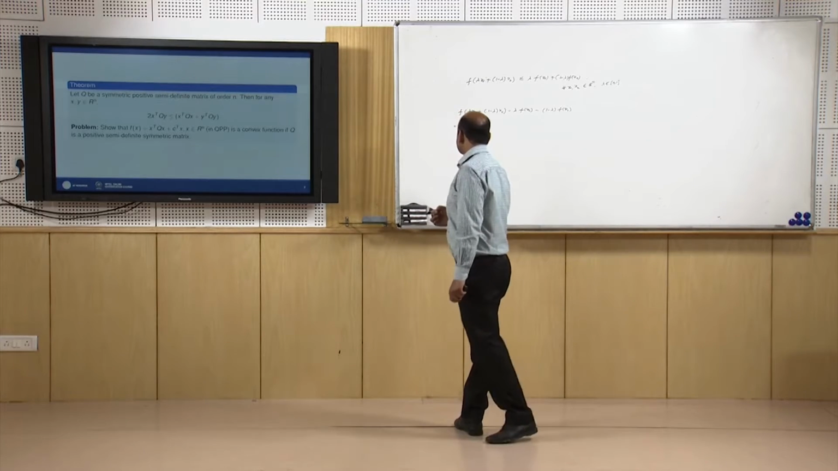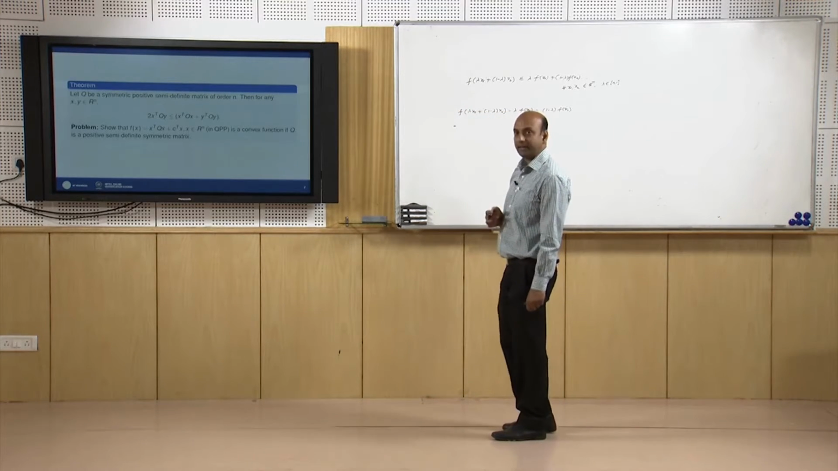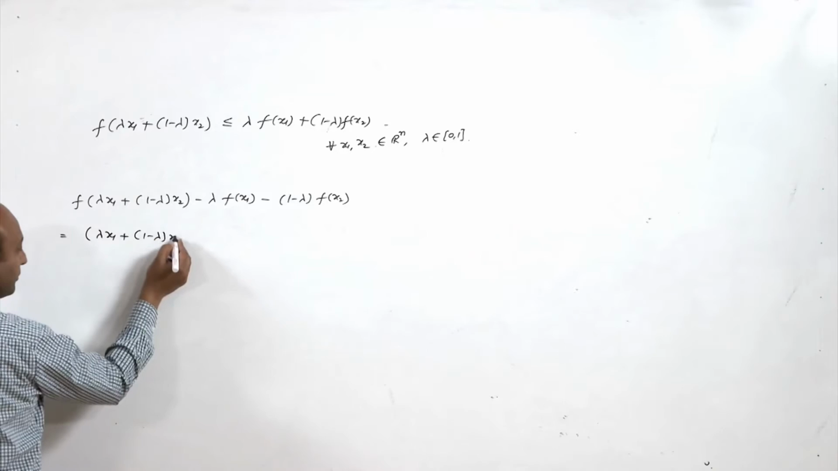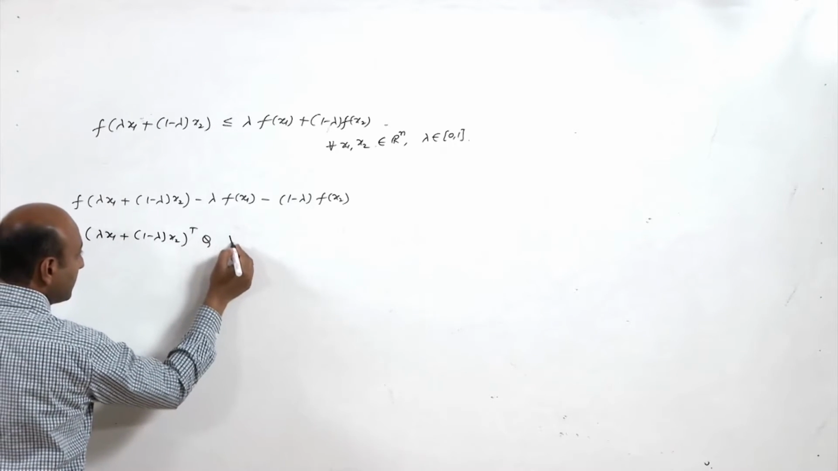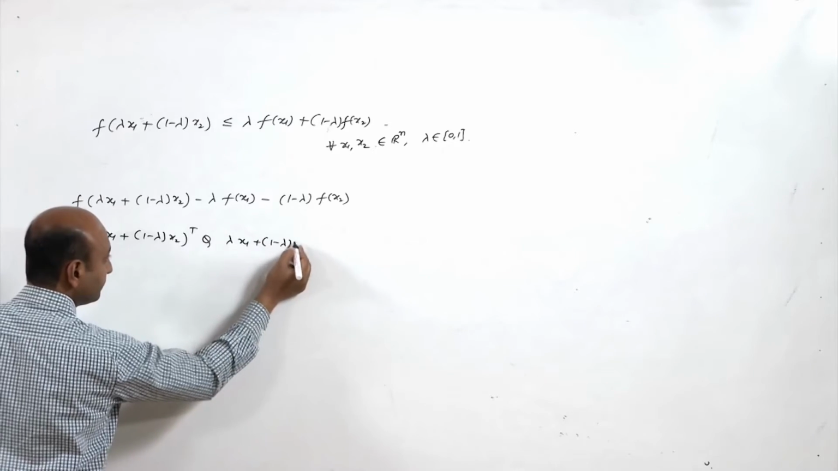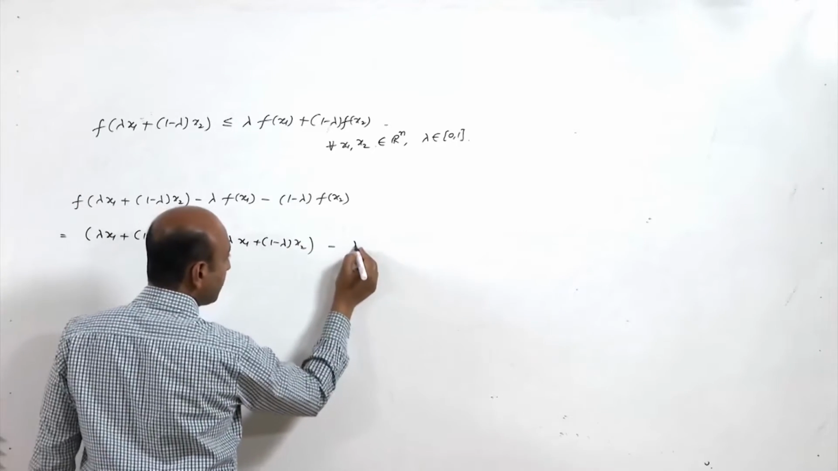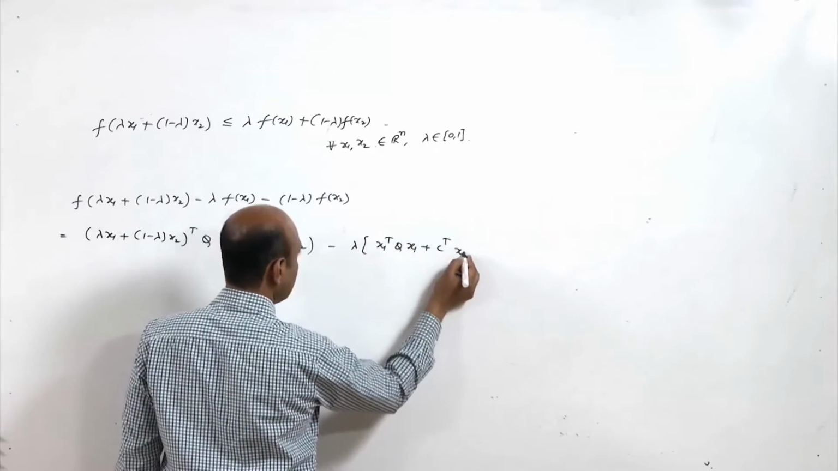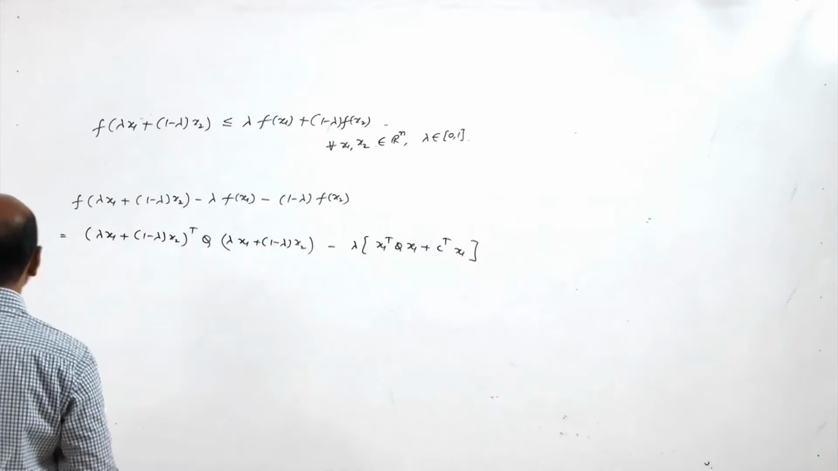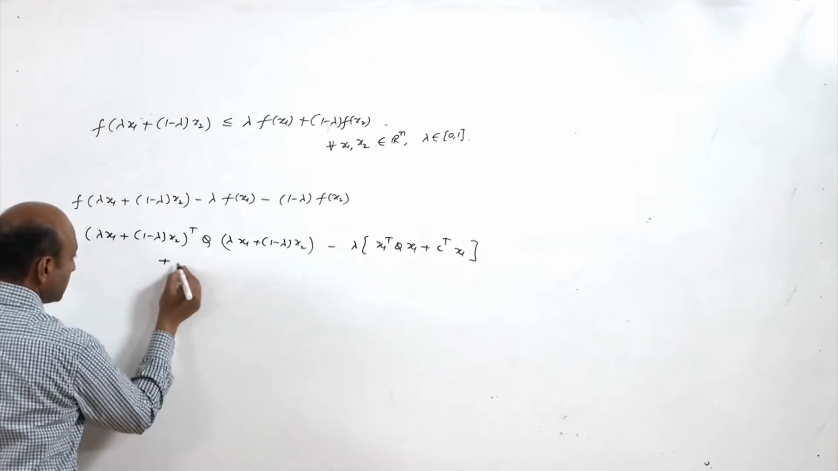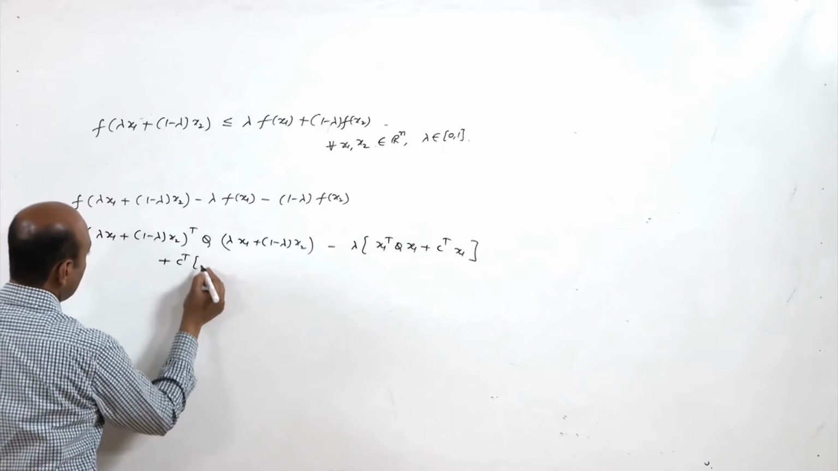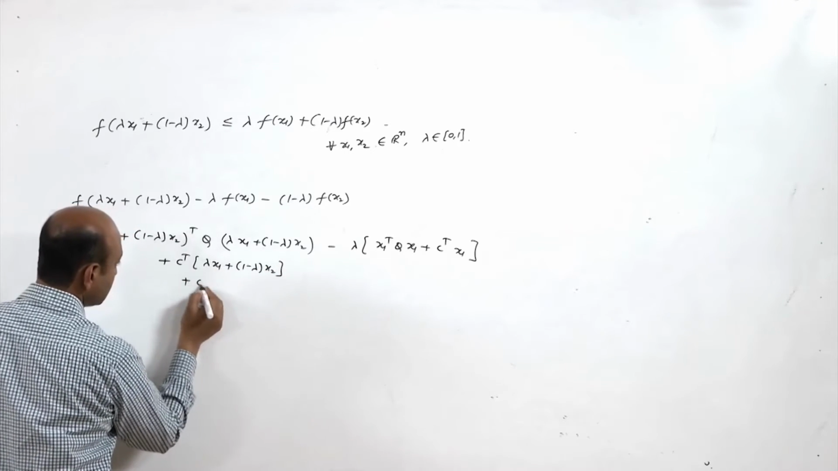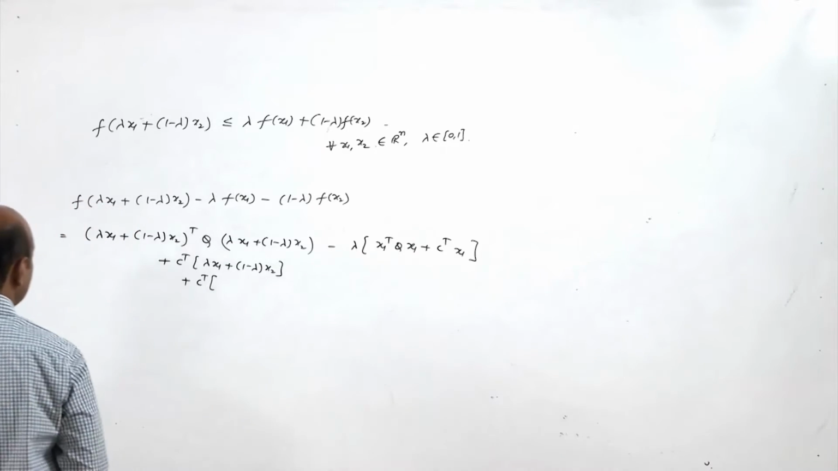So, what will be f of lambda x1 plus 1 minus lambda x2? You replace x by this term. This is lambda x1 plus 1 minus lambda x2 whole transpose Q lambda x1 plus 1 minus lambda x2, minus lambda f x1, which is x1 transpose Qx1 plus c transpose x1. We are left with two more terms here, that is plus c transpose lambda x1 plus 1 minus lambda x2, and plus c transpose.